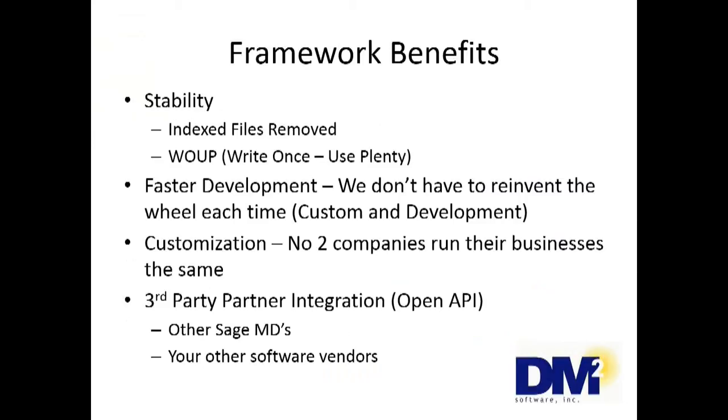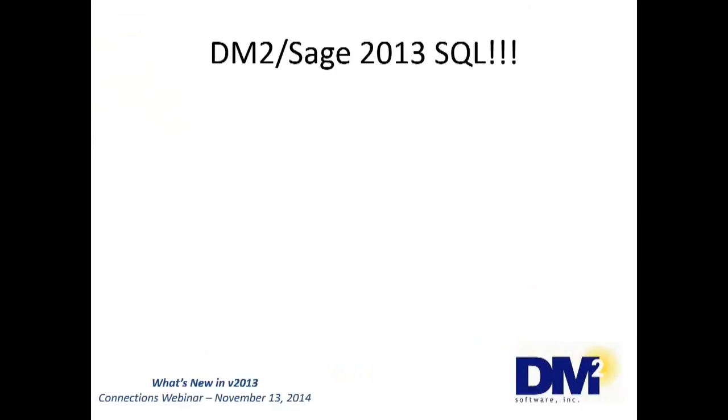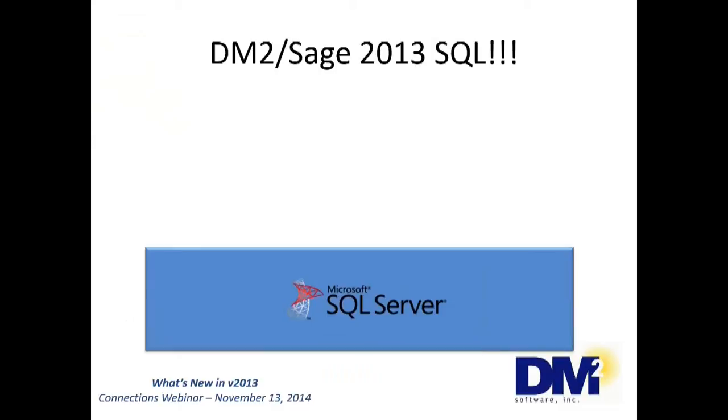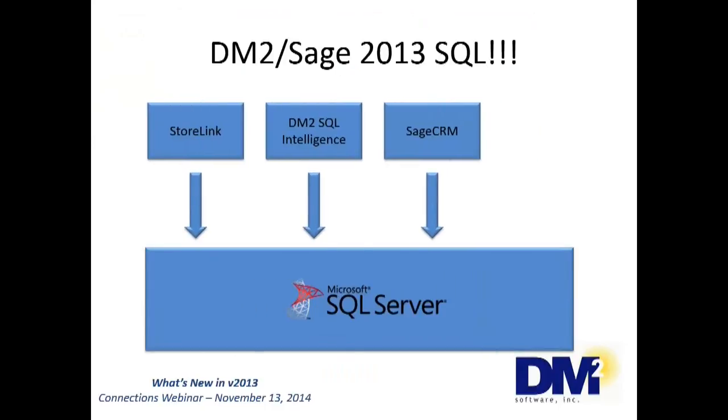And like I said, if you want more details, you can go back and view webinars on our site that talk about this at more excruciating levels of technical talk. Finally, this technology allowed us to introduce Microsoft SQL as a new platform. We've, of course, had Microsoft SQL Server as an option for our StoreLink, our DM2 SQL Intelligence, and our Sage CRM systems. But with 2013, we've now added the option of having a SQL Server available to you on the Sage ERP.